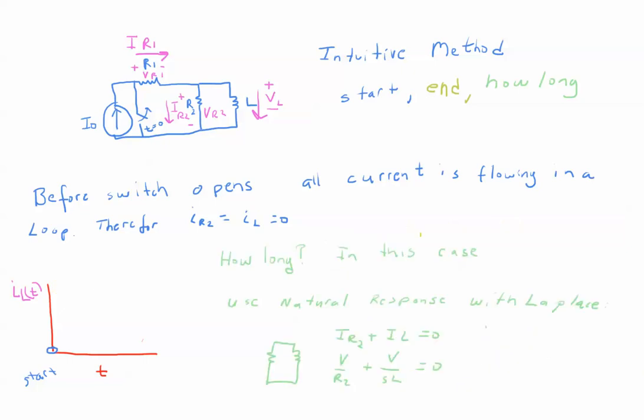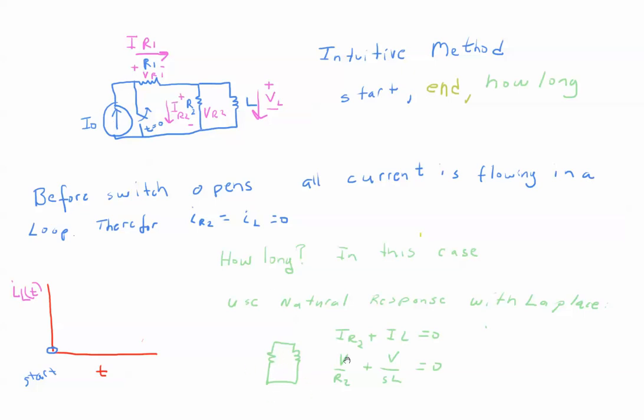Then the next question is, how long is it going to take to get there? In this case, I think it's easier to just look at the natural response and Laplace. Since all this current is going through R1 and being distributed through here, R1 is not slowing down or changing how this circuit charges because it's ideal. So really I just have to look at this.